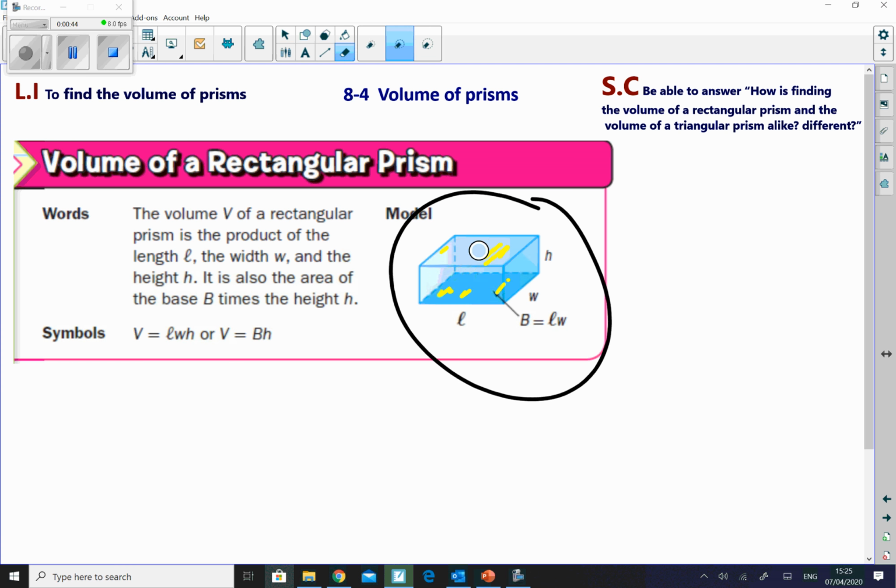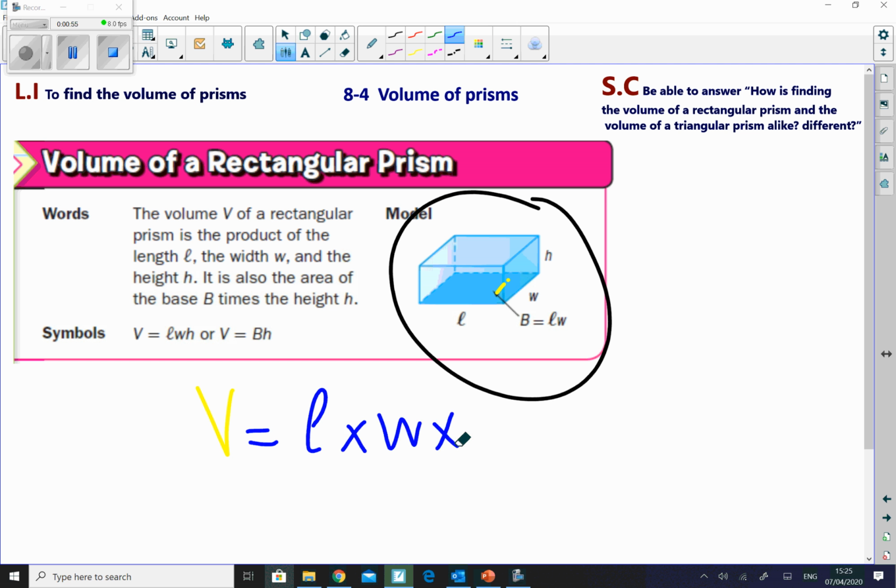So let's see. If it's a prism like this rectangular prism, to find the volume, I will multiply the length times width times height. Length times width, that's the base, and then multiplied by height, it will give you the volume. So the volume is equal to length, width, and height. And the unit will be unit cubed, and that's the rule that we are going to use.